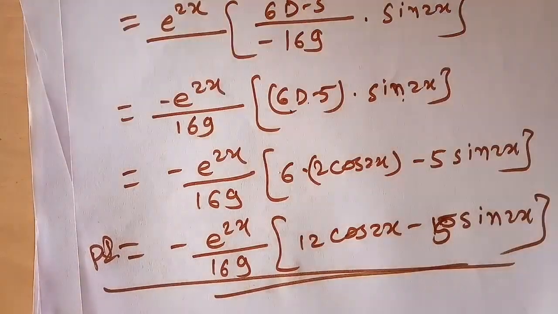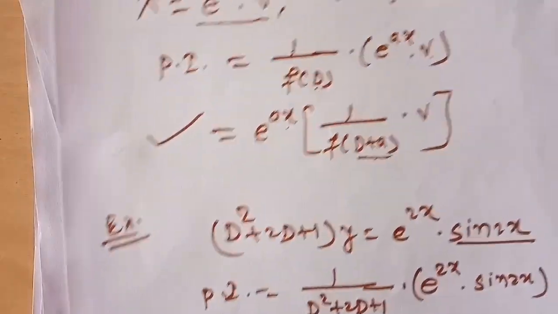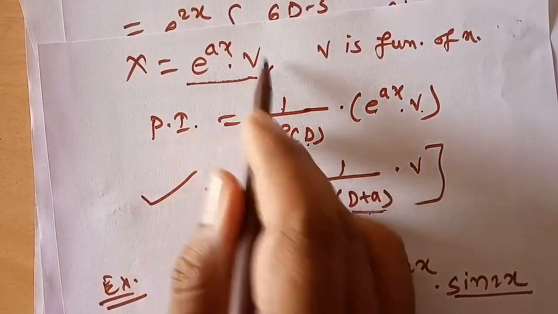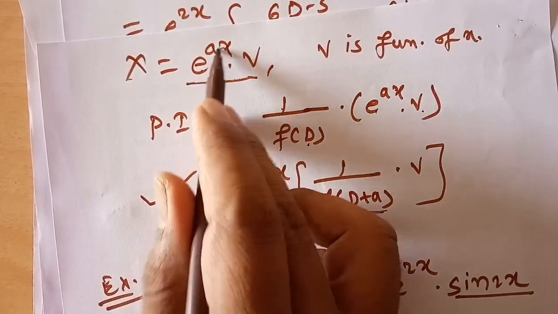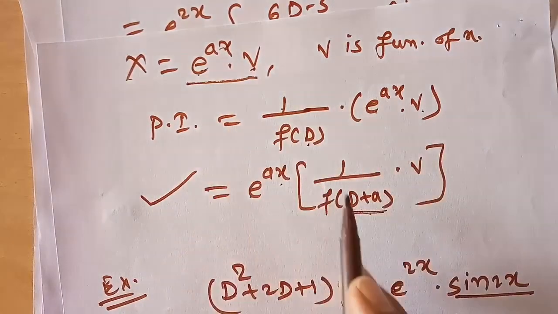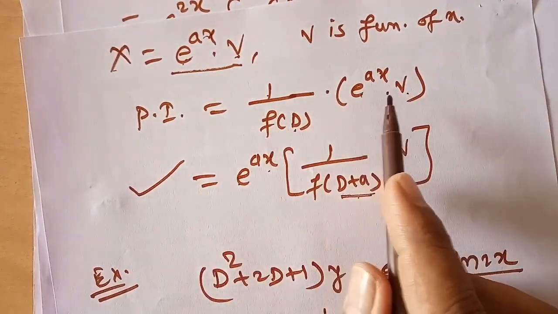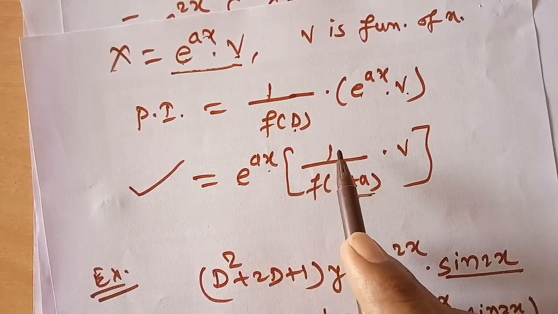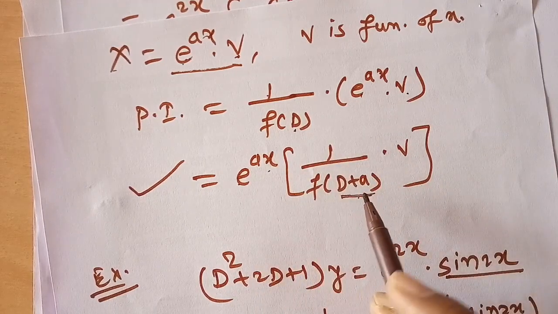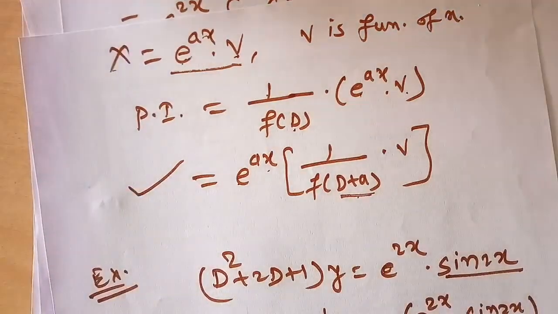Using this method, the only hint is that if our right-hand side function contains e^(ax), a product of e^(ax) into a function V, then we can take e^(ax) outside, and then we can write 1 divided by f of (D + a). And the last shortcut method is in this way.